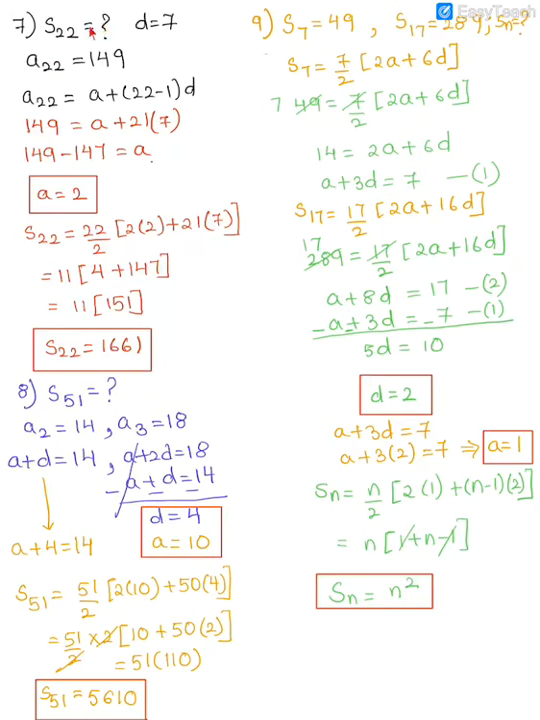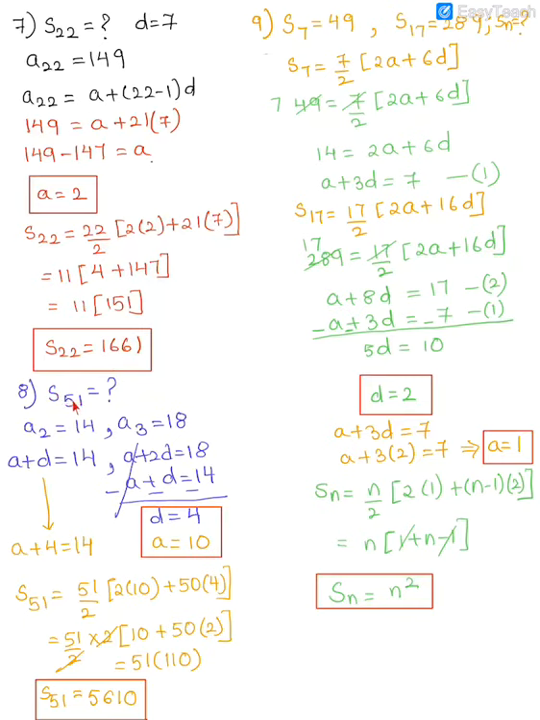The next one, here S22 is asked. That means the value of n is 22. D is given to you and A22. A22 is equal to A plus 21D. A is missing, but I know the value of D over here, so I get A as 2. Therefore, S22 is equal to 22 by 2 twice of A plus 21D gives me S22 as 1661.